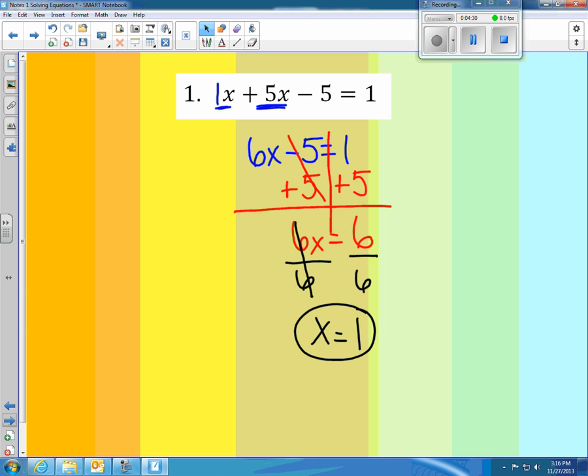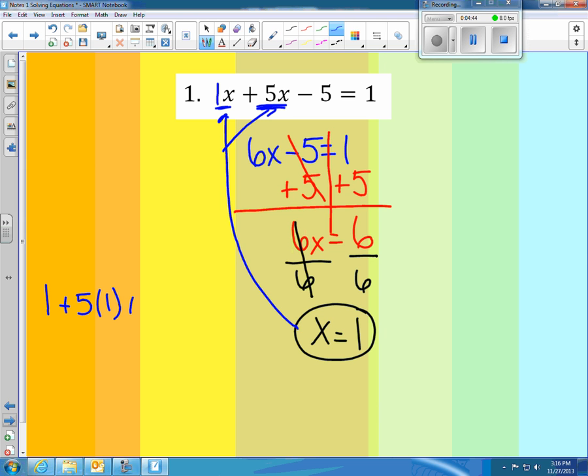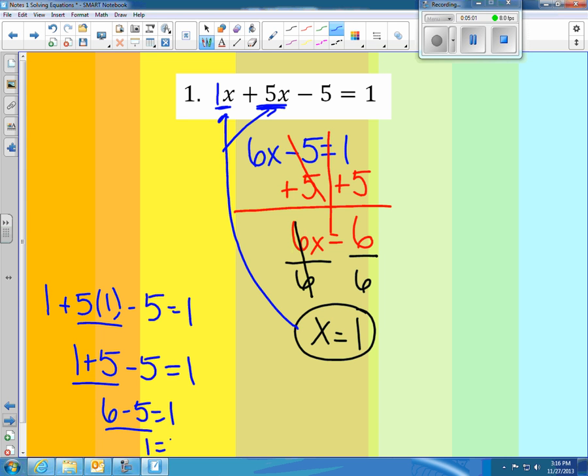Great way that I can go ahead and check my answer is by actually plugging it back into my original problem everywhere I see that x. So I'm just going to check my answer and do this just quick. I have 1 plus 5 times 1 minus 5 equals 1. 5 times 1 gives me 5. So I'm just going to go 1 plus 5 is 6, minus 5, 6 minus 5 is 1, and 1 equals 1. Then my answer is correct.